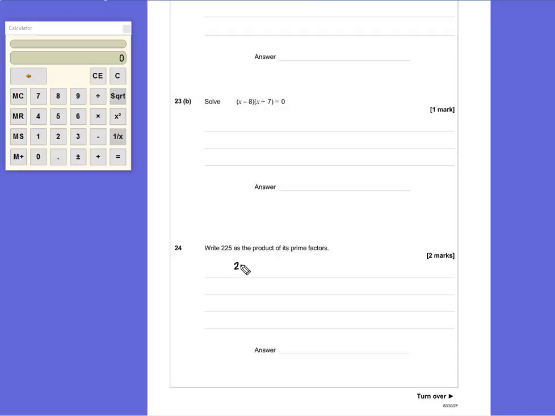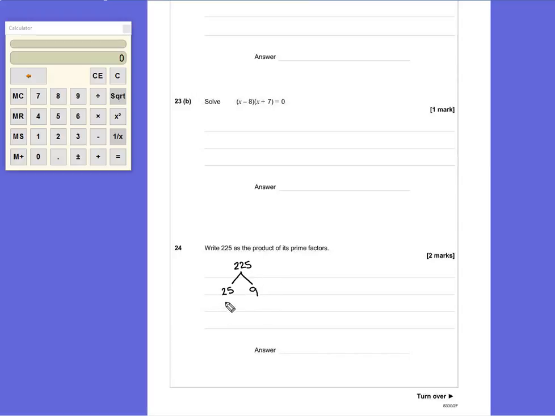I like to start with the number 225 and have a look if I can identify two numbers that would multiply together to give me that value. Well, I can see straight away, because the number ends in 5, it could be in the 5 times table. It's also in the 25 times table. How many 25s fit into 225? Well, there's 4 in 100, 8 in 200, which means there must be 9 25s in 225.